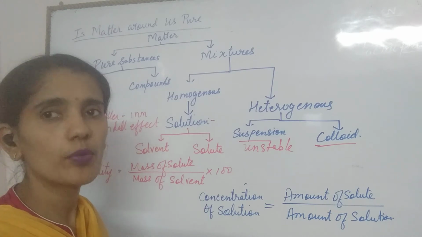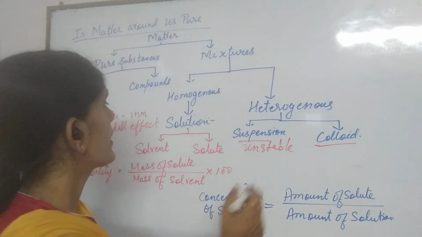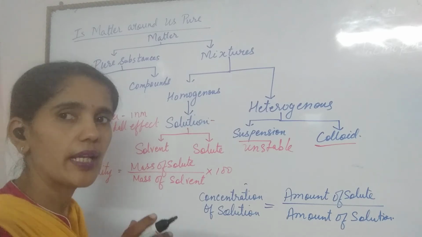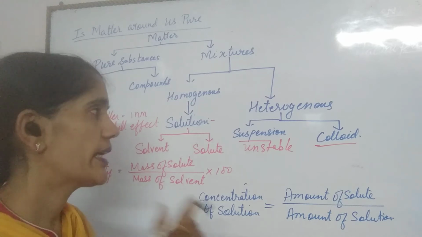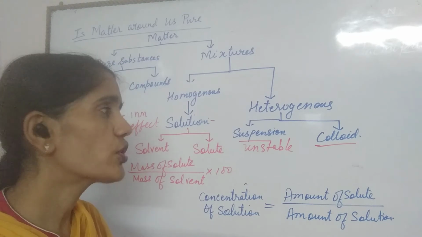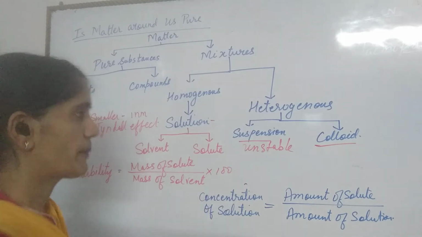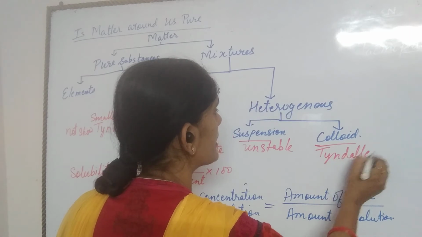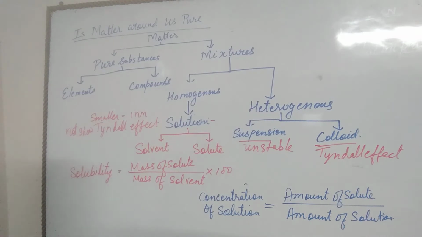Now, next thing is colloid. It seems to be homogeneous, but it is heterogeneous. That I have told you previously also. Like I have given the example of milk. In milk, we are not able to observe solute and solvent particles. In colloids, these are termed as dispersion phase and dispersion medium. So, we are not able to identify them, but it is a heterogeneous mixture. And it will show the Tyndall effect.